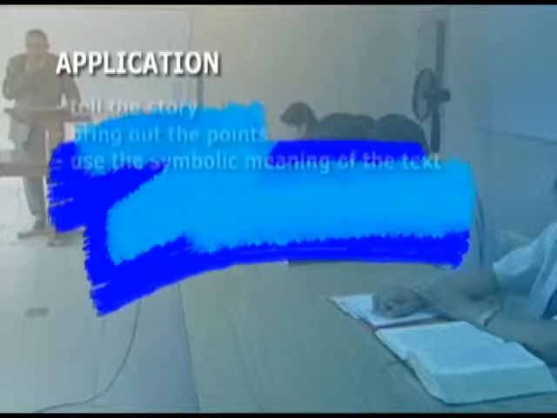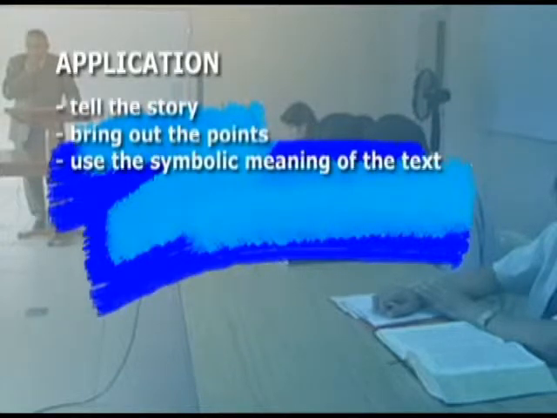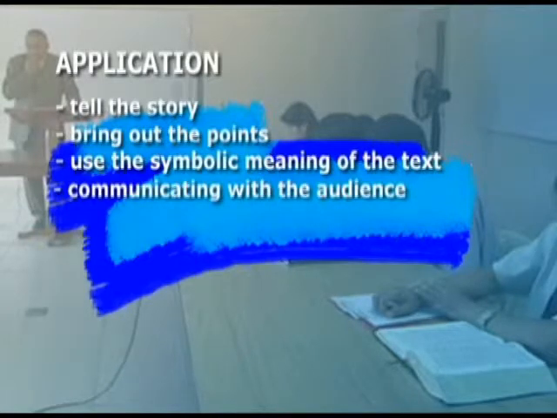If you tell the story, bring out the points, use the symbolic meaning of the text, and apply it, it will get to the hearts of people. And in doing that, you are communicating with the audience, and you could begin to use: I feel her pain, we can feel her pain, probably you can feel her pain, how she was a social outcast. So you're moving from I to you, and in your preaching, you are addressing the audience.